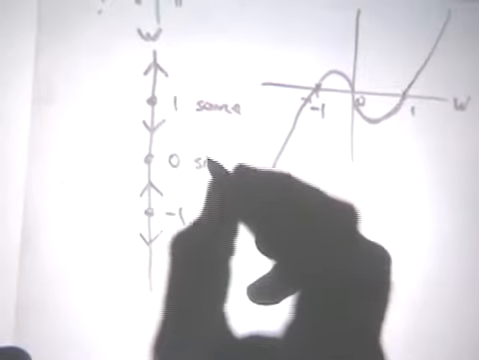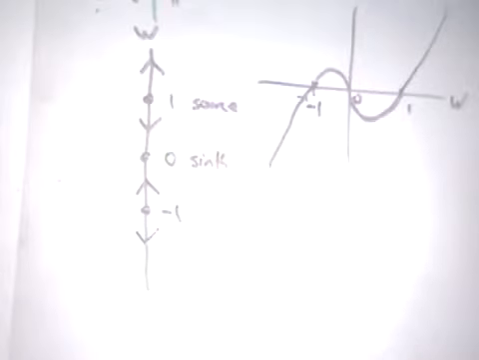So we've got 3 equilibrium points. The phase line looks like this. This one is clearly a source at 1. 0 is a sink. Nearby points go towards 0 as time goes on. Nearby points to 1 go away from 1 as time goes on. And -1 is a source.